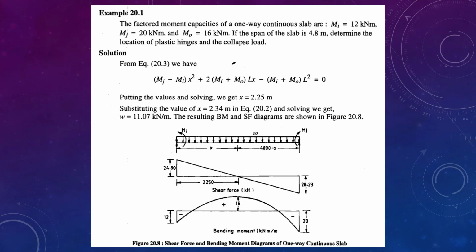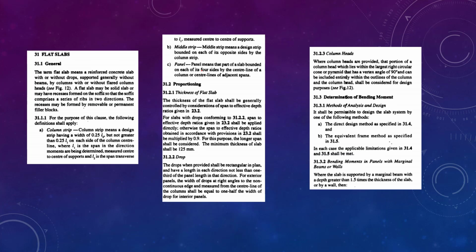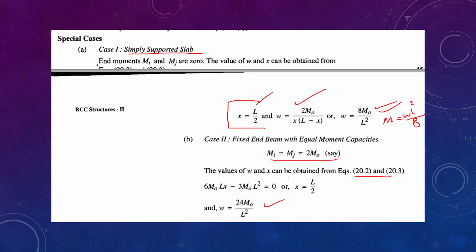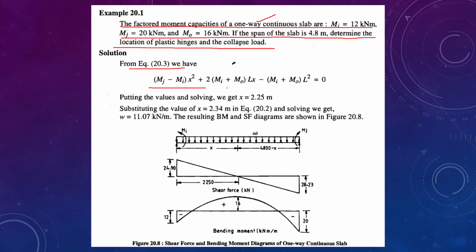So a simple problem, the last problem for today. The factored moment capacities of a one-way continuous slab are Mi 12, Mj 20, and M0 16. If the span of the slab is 4.8 meter, determine the location of the plastic hinge and the collapse load. So it's given one-way continuous, so from equation 20.3, which we have derived, the last equation for both the methods, we have (mj minus mi) into x square plus 2 into (mi plus m0) into L into x minus (mi plus m0) into L square equal to 0.